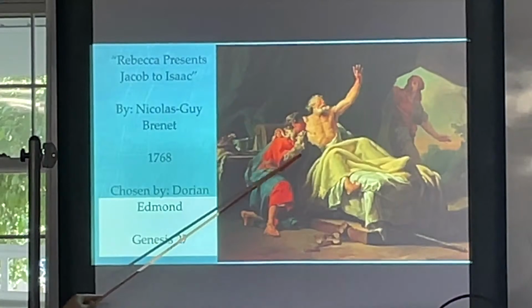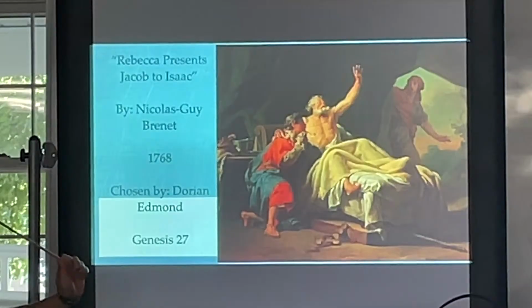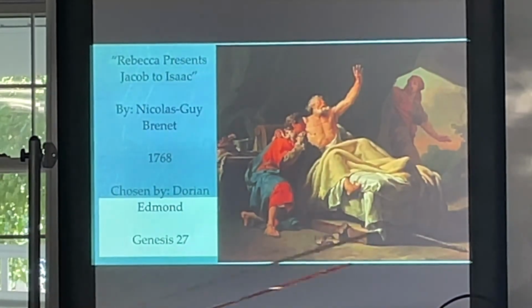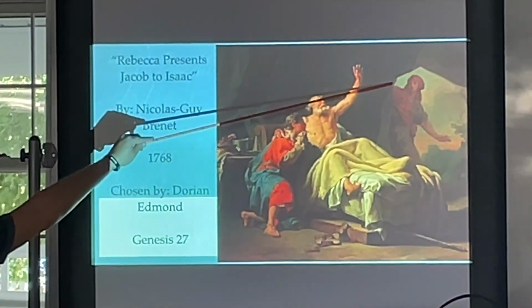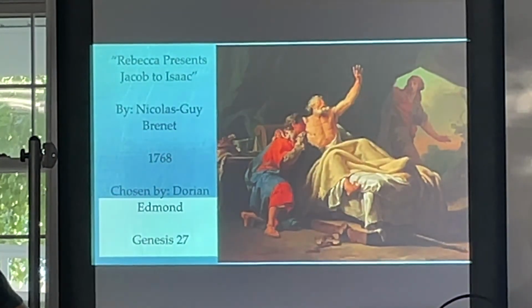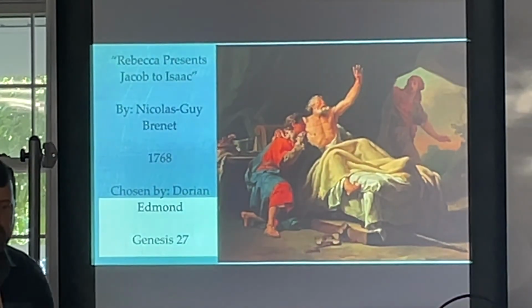Which is not, if he's blessing him, you would expect it to be down here. So it could be that this is the moment where he realizes that Jacob isn't Esau after he blessed him. And he's looking towards Rebecca in the back. How did you trick me like that? Good?